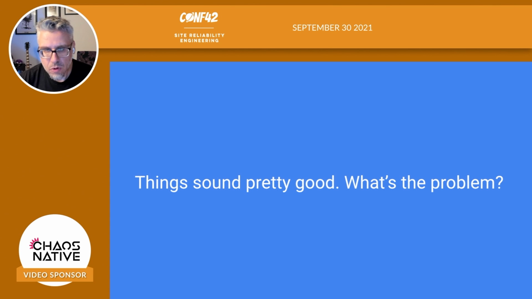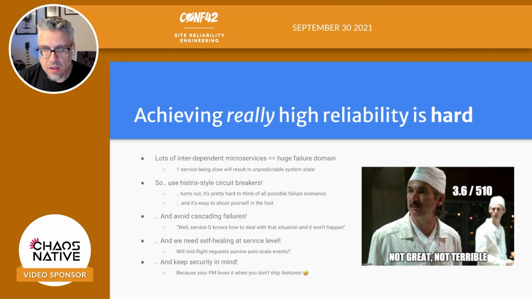So what is the overall problem if things are already pretty great? Well, the issue is that if you want to go a little bit higher, if you want to take the next step and achieve even higher reliability, it gets exponentially harder.